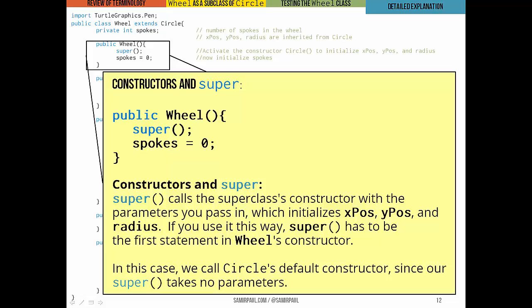Now, when you use super this way, it has to be the very first statement in the wheel constructor. So you see right here, the very first thing that happens in the wheel constructor is the call to super. In this case, we're calling the default constructor of the circle class. That's not an accident. If you're using super to call a constructor, it has to be the first thing that happens. Then you can handle everything else, for instance, initializing spokes.